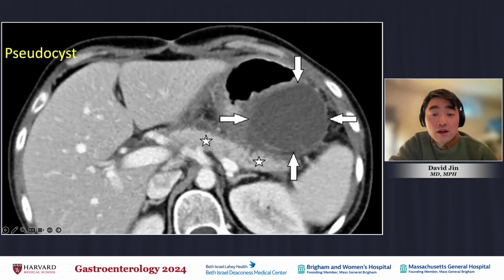Later on, the same patient may organize these APFCs into a singular collection with a wall, or a pseudocyst. This is a homogeneous fluid collection that is organized into a pseudocyst. The pancreas, marked by these stars, remains well enhancing. There's no evidence of necrosis.